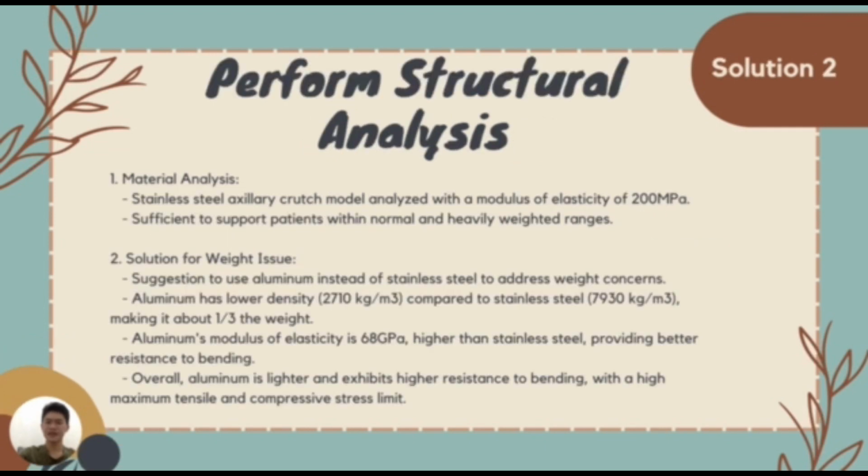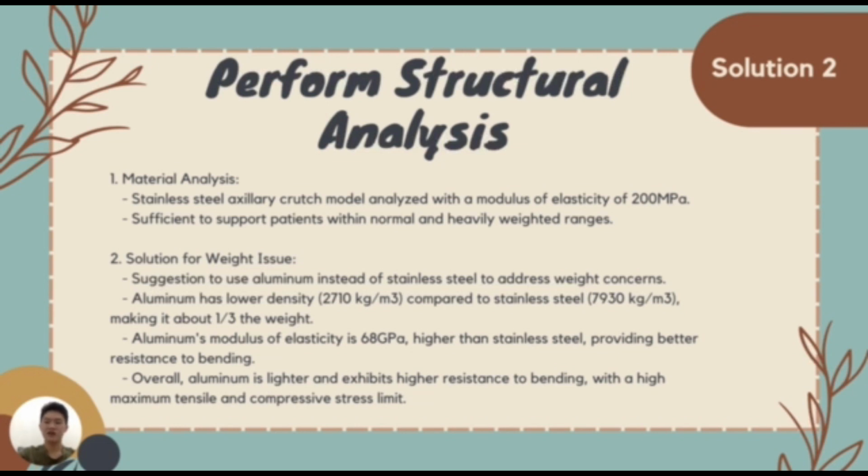In addressing the bending problem of the axillary crutch model under analysis, it is constructed from stainless steel with a modulus of elasticity measuring 200 MPa, deemed sufficient to support patients within both normal and heavily weighted ranges. However, to counter the weight-related issue, we propose an alternative solution by recommending the use of aluminium in manufacturing the crutches. This suggestion is grounded in the favorable characteristic of aluminium, which boasts a lower density of 2,710 kg per meter cube compared to stainless steel's 7,930 kg per meter cube, rendering aluminium approximately 1/3 of the weight of stainless steel. Moreover, aluminium exhibits a modulus of elasticity of 68 GPa, surpassing that of stainless steel.